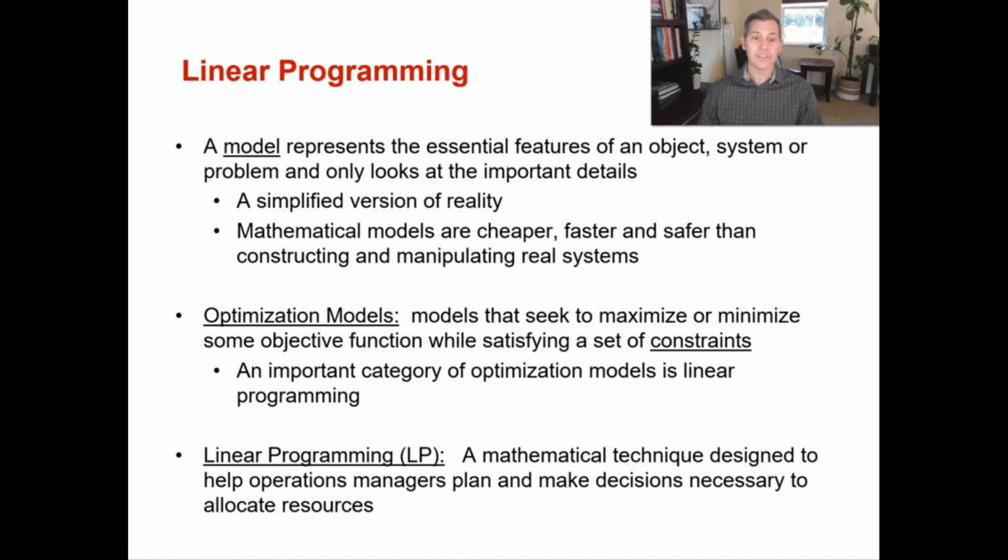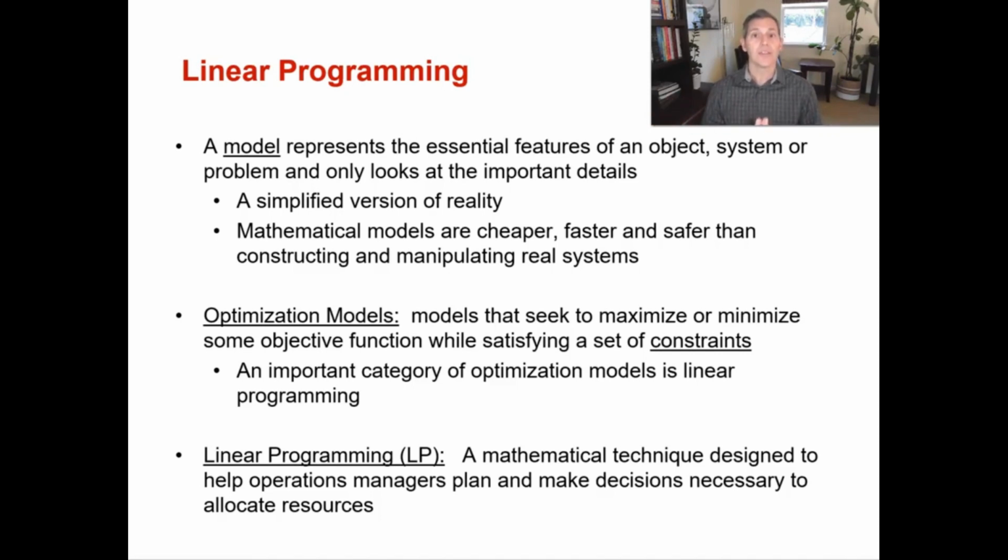Optimization models are models that seek to maximize or minimize some objective function while satisfying a set of constraints. Constraints are what I talked about on the introductory slide, that maybe we've only got 10,000 labor hours, or maybe we've got 1,000 different pieces of machines within our facility. So those are constraints. If you have unlimited resources, then you don't need to do linear programming because you'll just make as much as you possibly can.